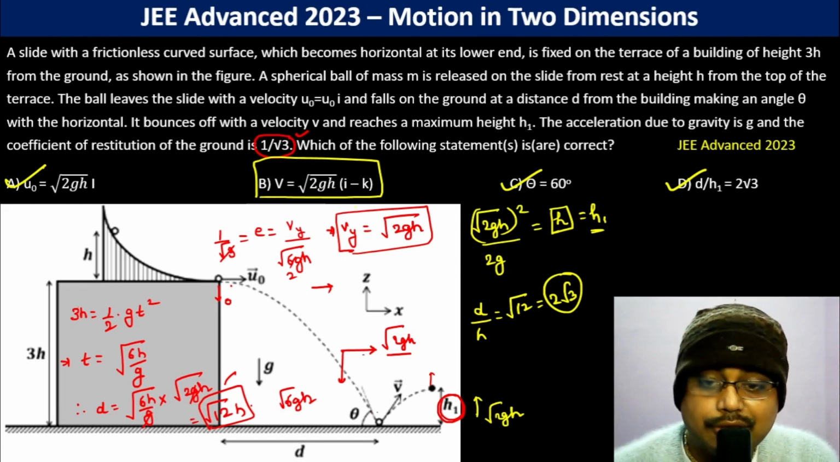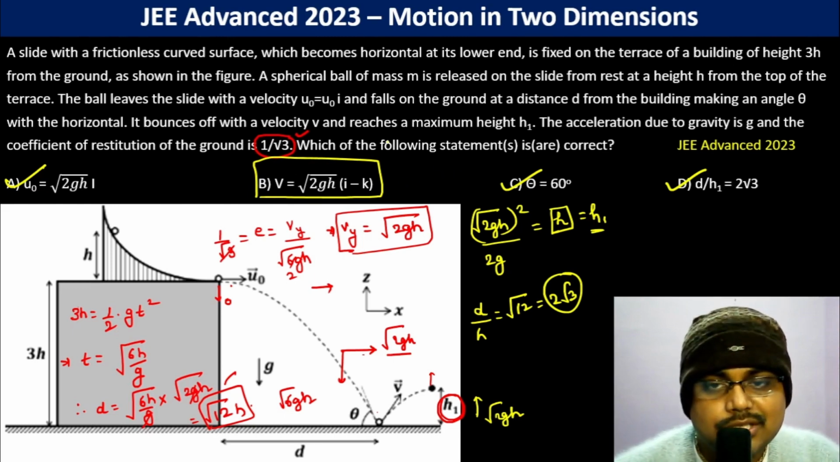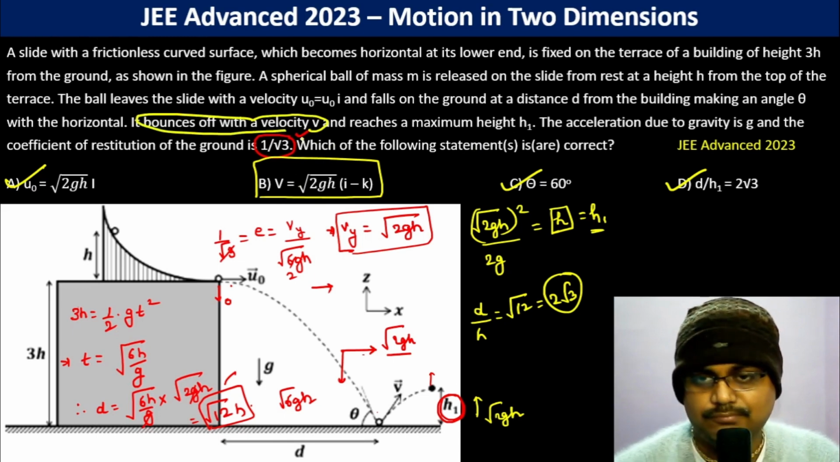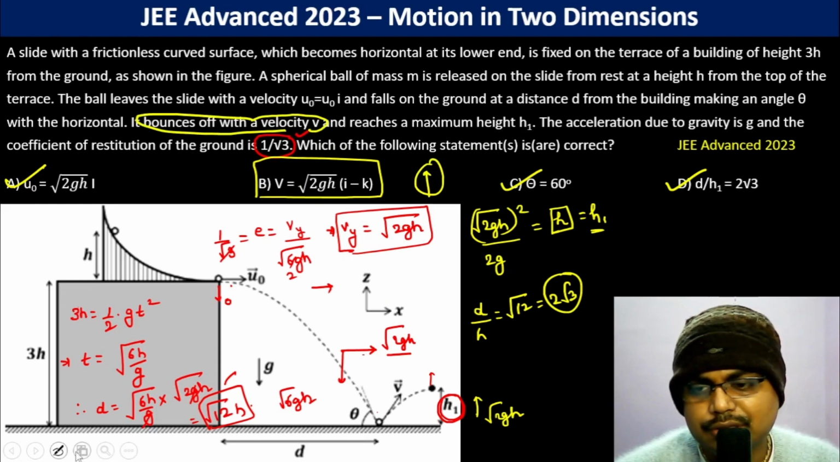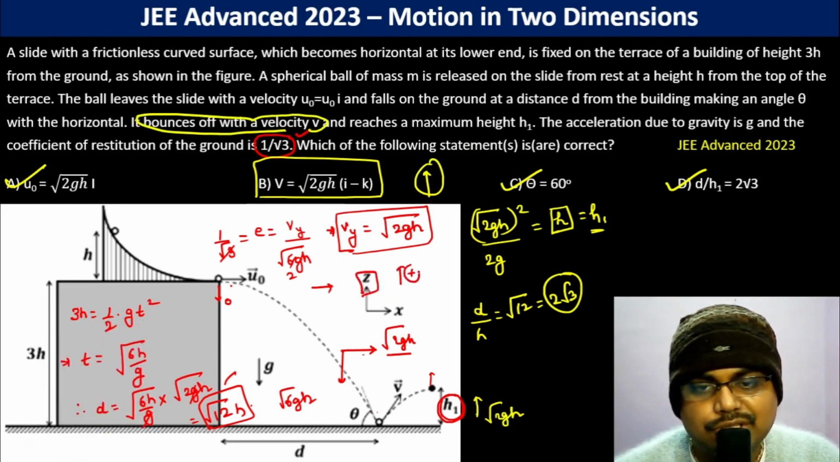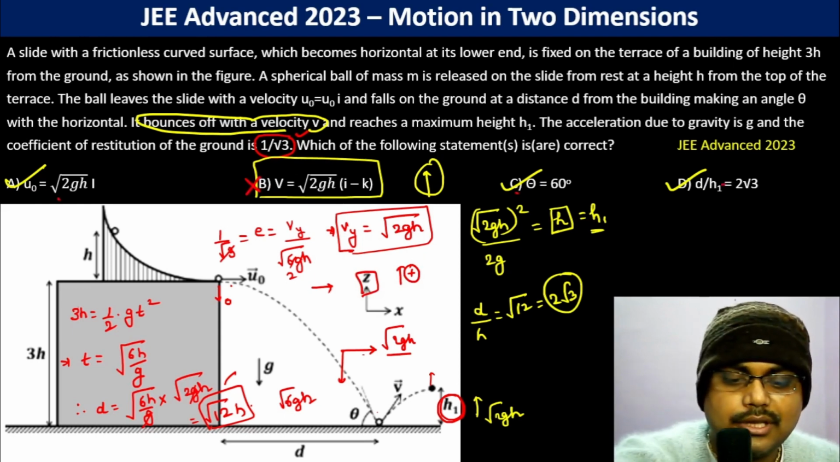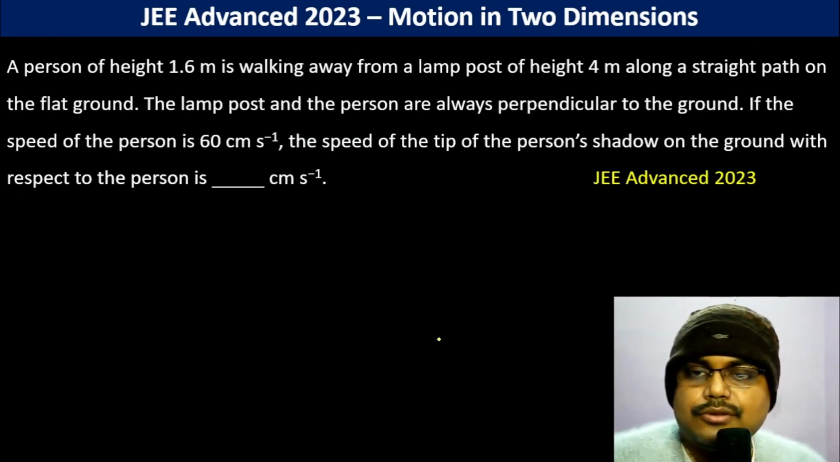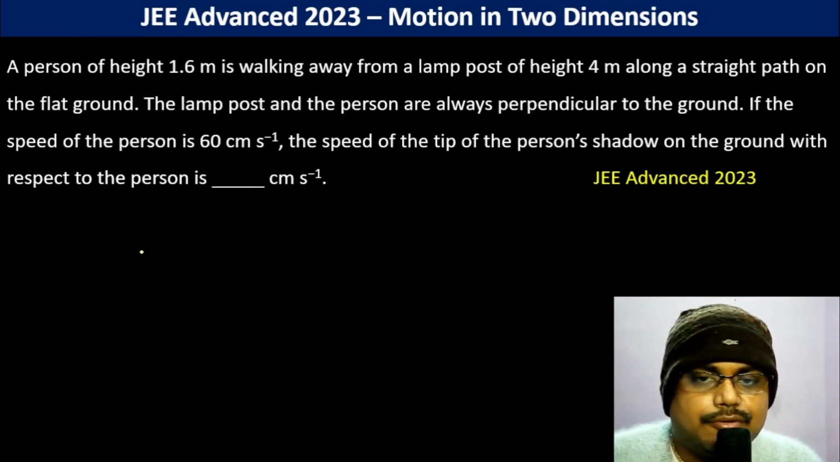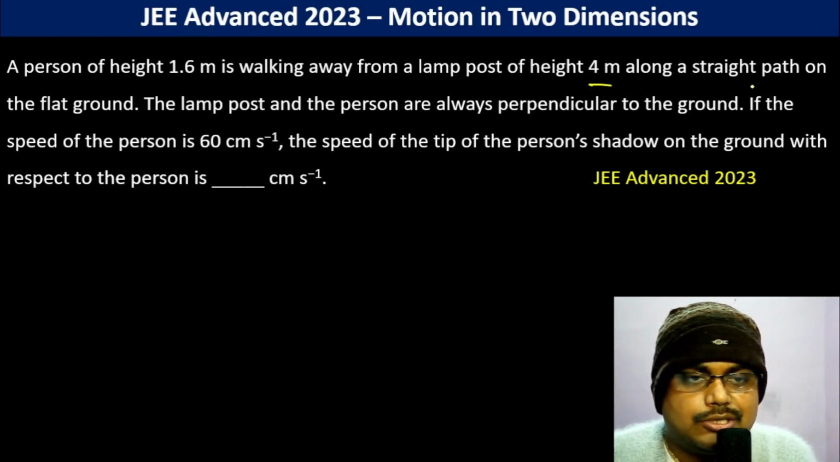But okay, now after collision the velocity v bounces off. When it is bouncing, it has to be in the upward direction. Here they have taken it to be the z direction, so it has to be positive, it cannot be negative. So B is not an option. A, C and D are the correct options. Thank you.